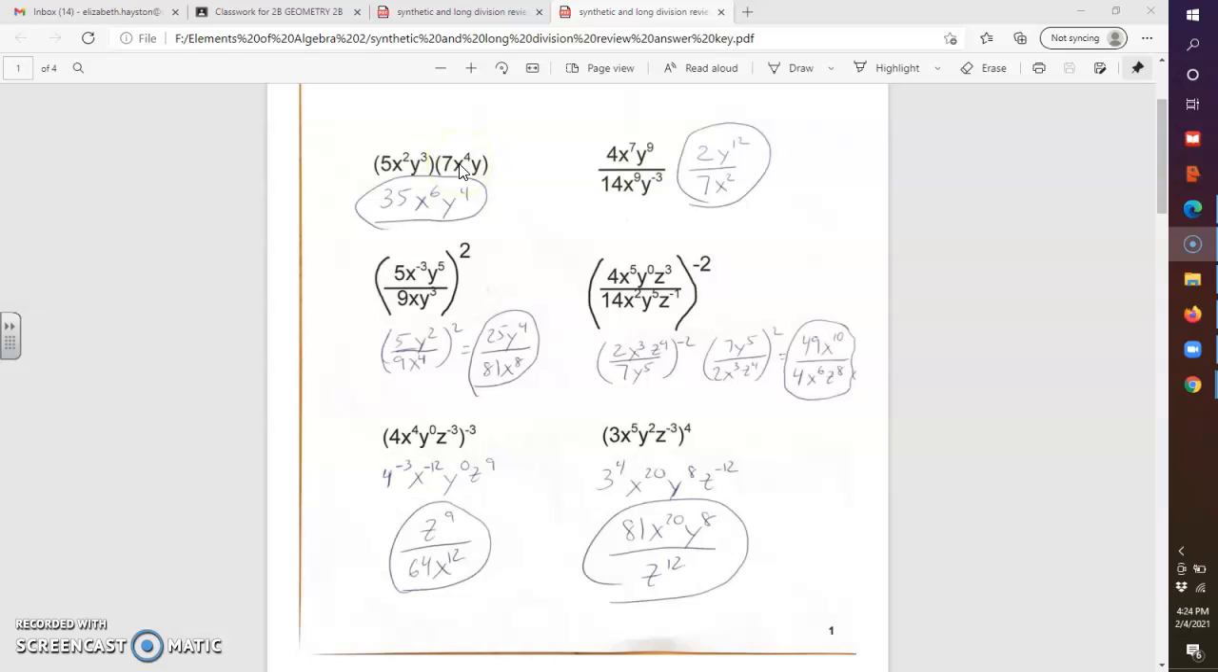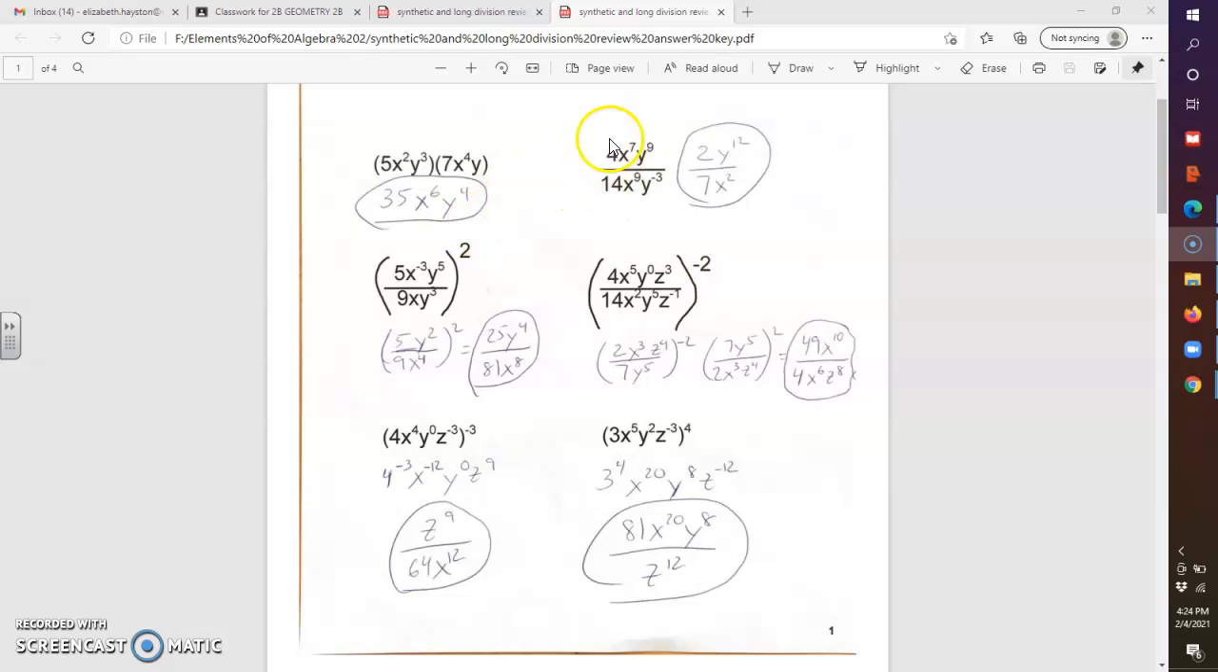X squared times x to the fourth, similar bases, we add the exponent, so it's x to the sixth. And y cubed times y is y to the fourth, we add the exponents. If there's no exponents, assumed to be 1. So it's 3 plus 1, there's where the y to the fourth comes from. So it's 35 x to the sixth, y to the fourth.